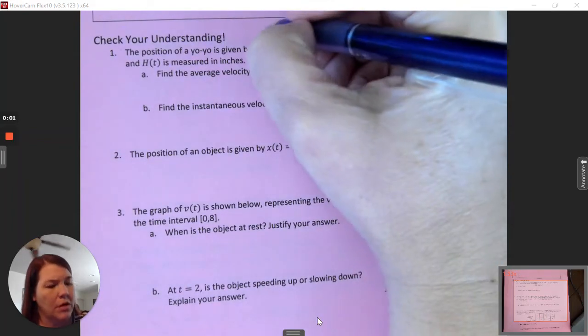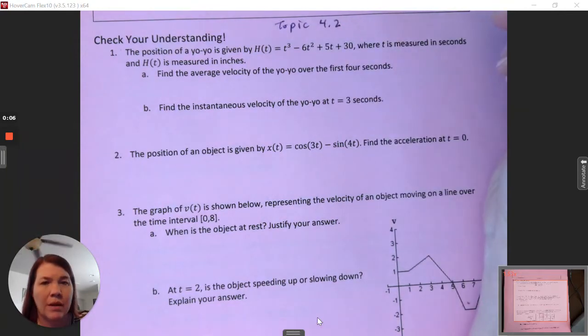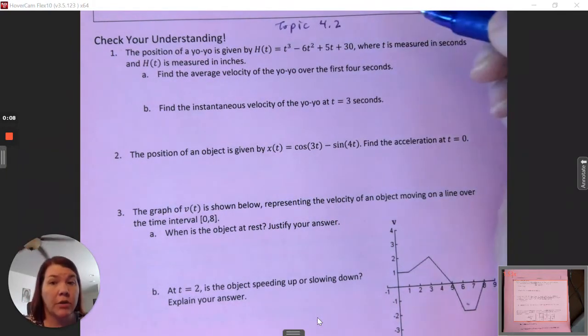So this is calculus. We're on topic 4.2, position, velocity, and acceleration. So the check your understanding problems.